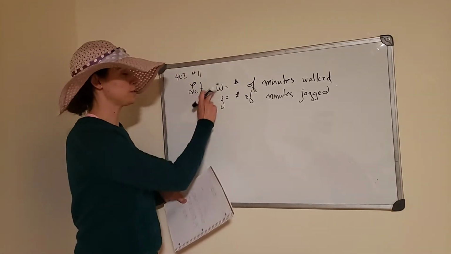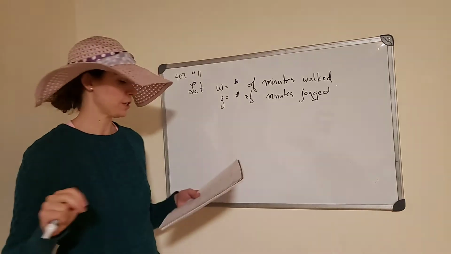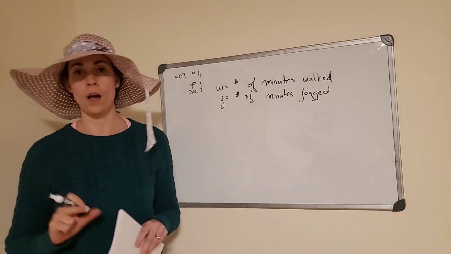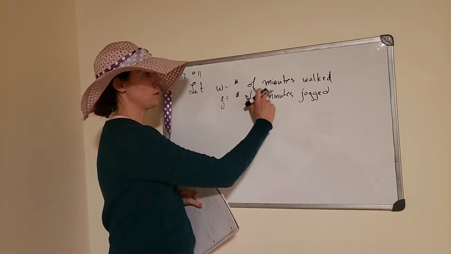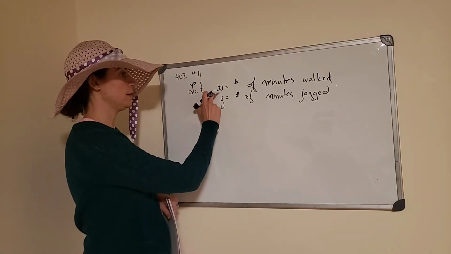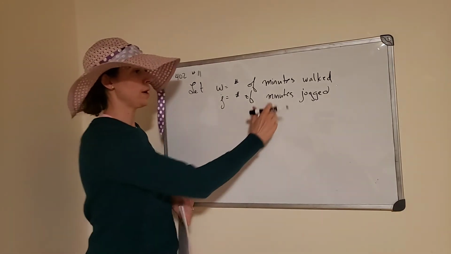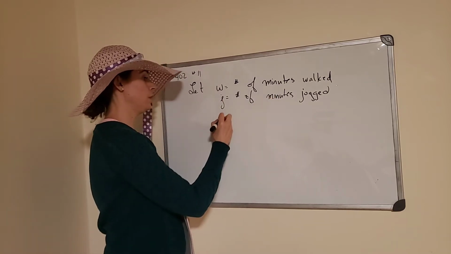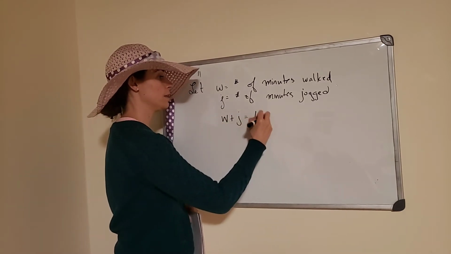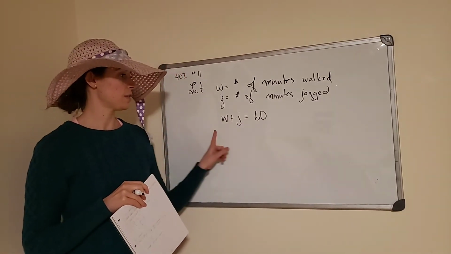All right, so we've got W and J. W is our number of minutes walked, J is our number of minutes jogged. Let's try to model this. We know we're going to need two equations. It told us that she walked and jogged for 1 hour on a treadmill. We want it in minutes, so we add the minutes of walking and jogging together, and that equals 1 hour, or 60 minutes. So W plus J equals 60. There's one equation.